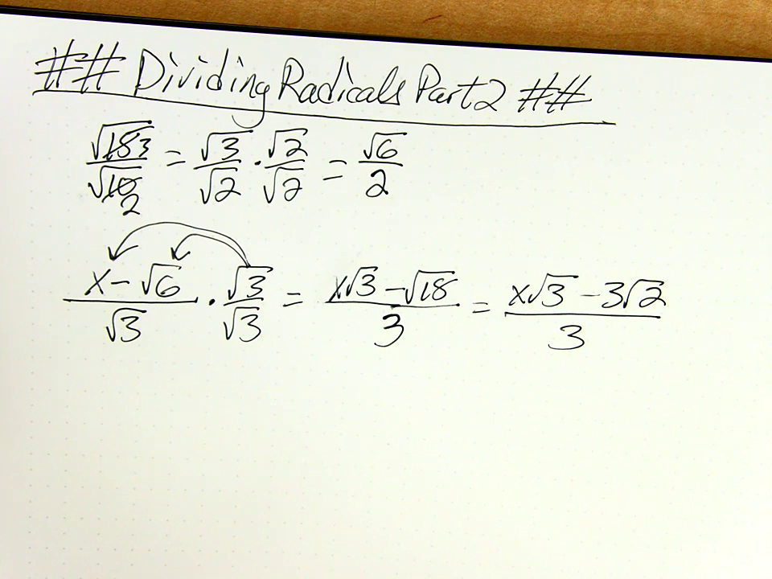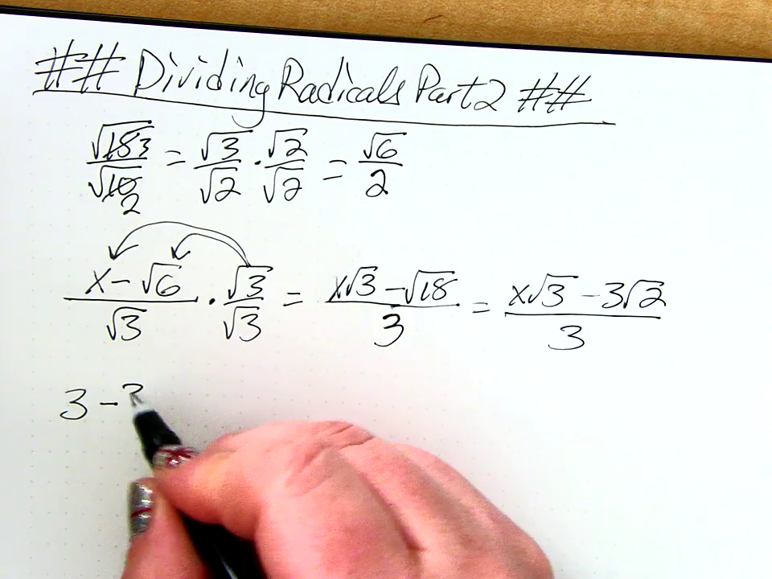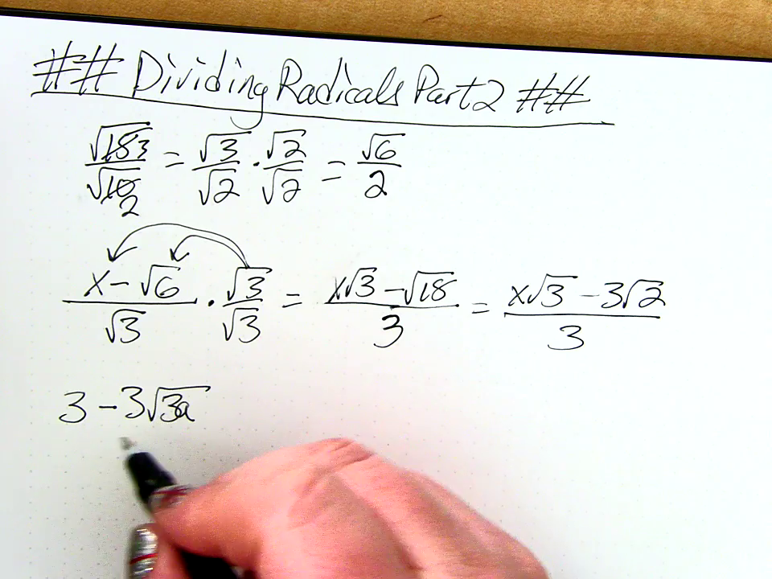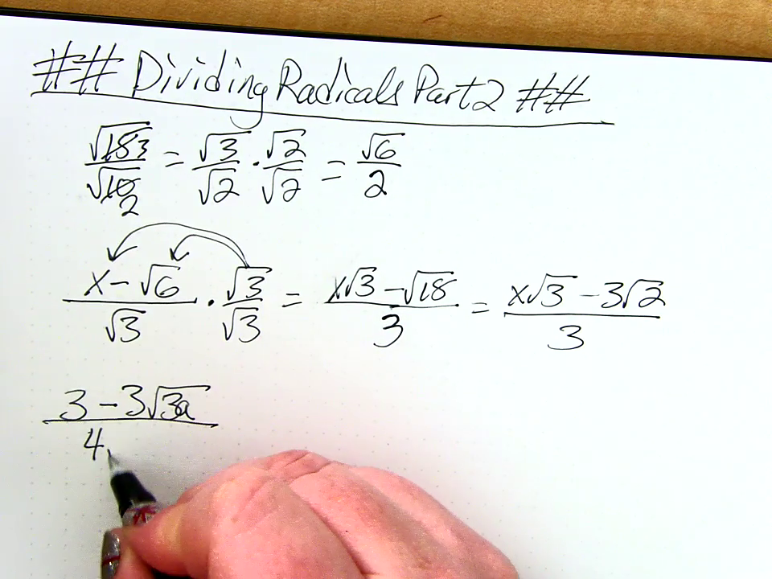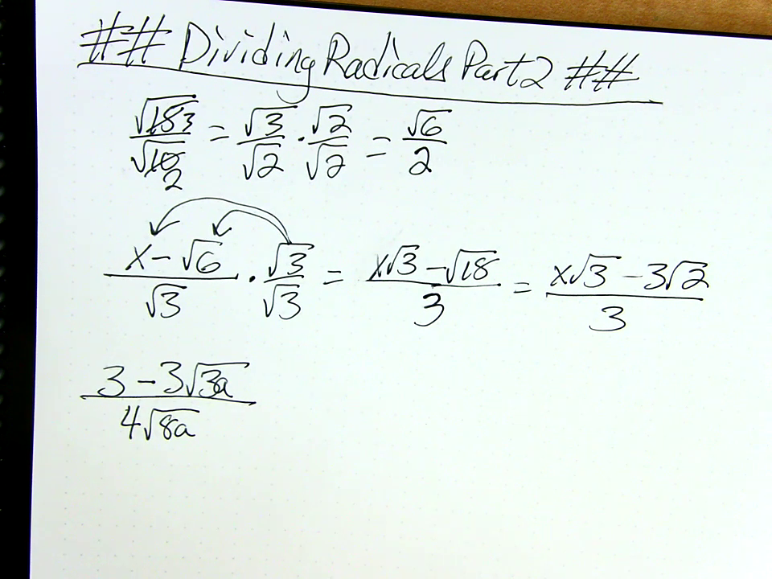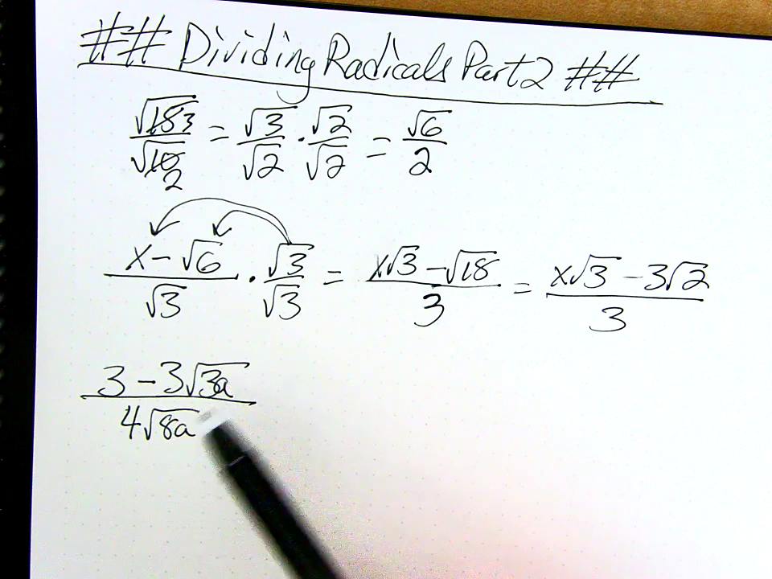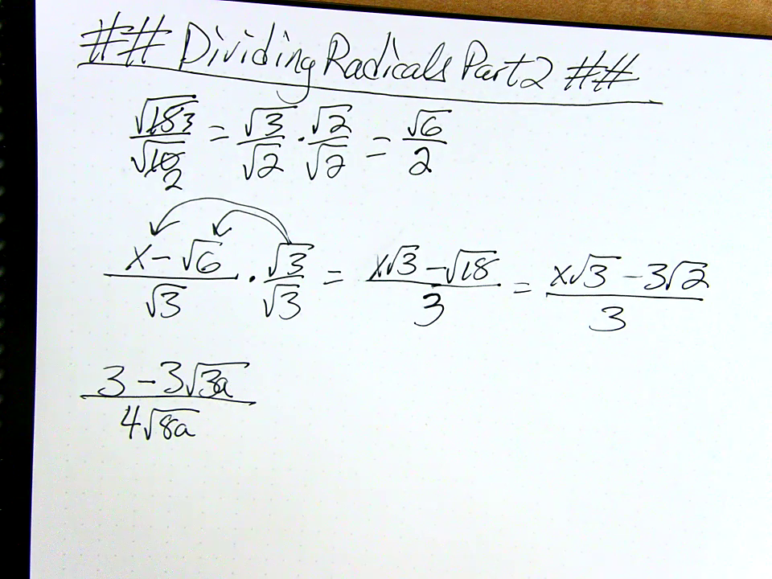Let's try another one. This is number 11 from the back of the homework. 3 minus 3 times the square root of 3a all over 4 times the square root of 8a. All right, so the numerator is a binomial, so you cannot reduce just these radicals with each other. I wish I could, but I can't.